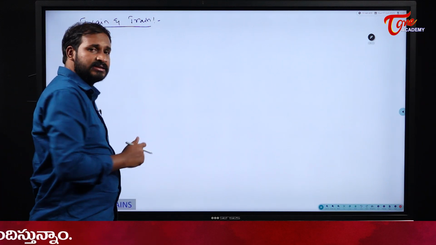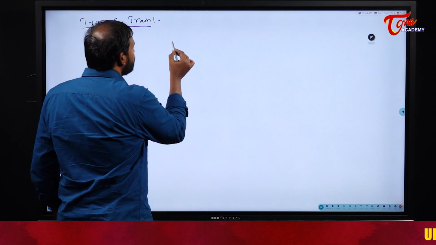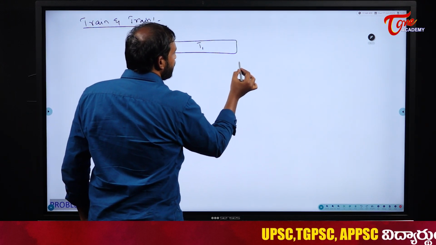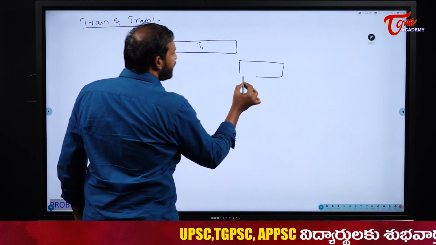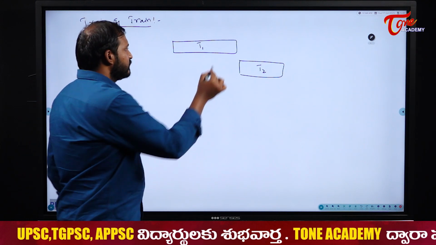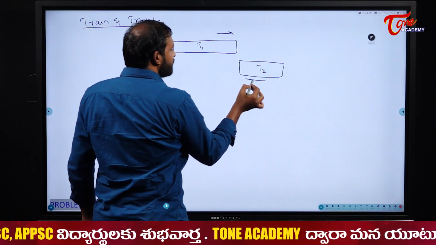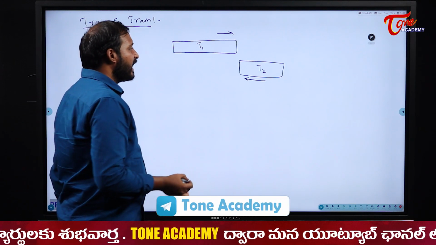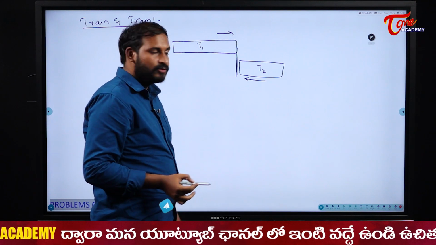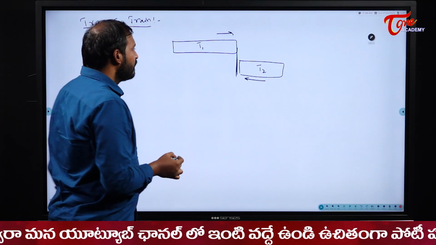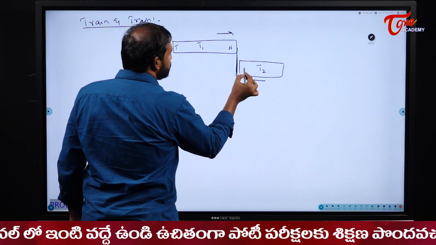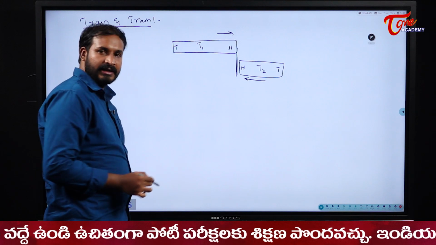Now, see here, students. Two trains. Both trains will have some length. Let us assume this is train 1 and this is train 2. For the time being, I will take that both are moving in opposite directions. Now, time taken to cross means what? From the instance their heads touch to the instance their tails separate. Assume this as head and this as tail.